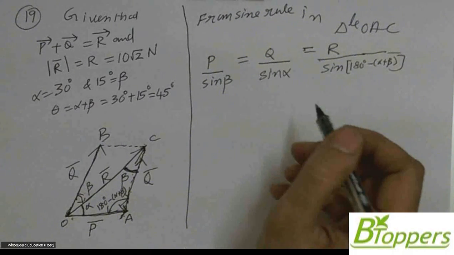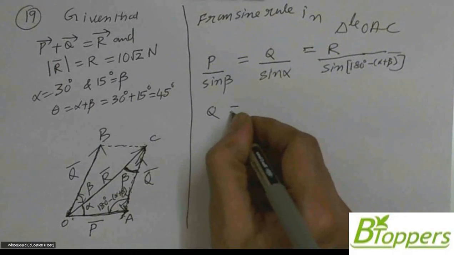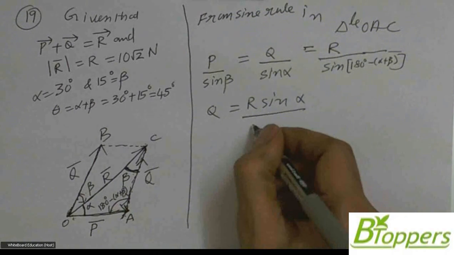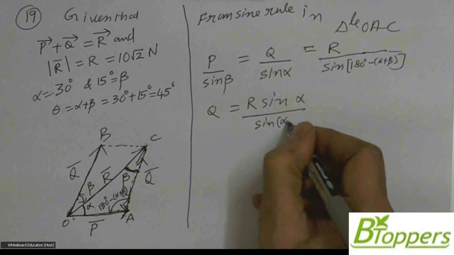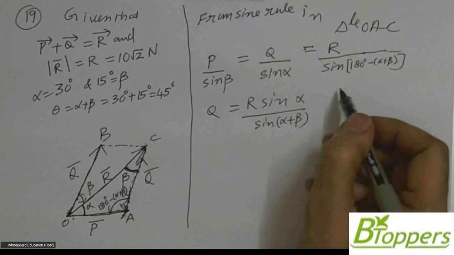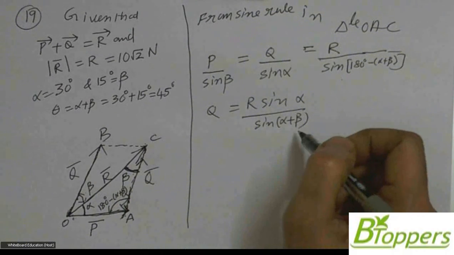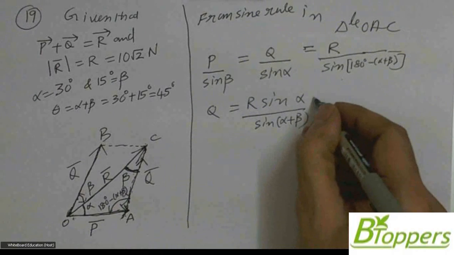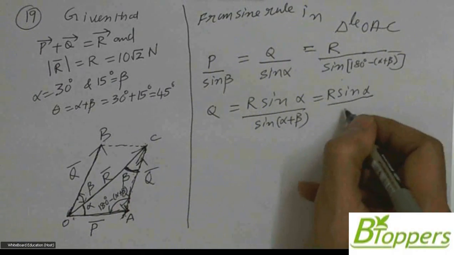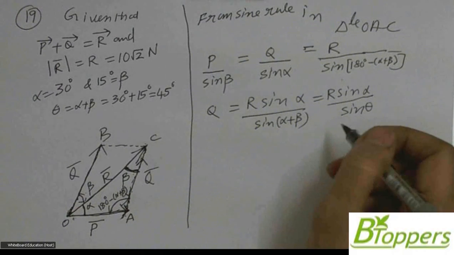You are asked to find the value of Q. So we consider the last two. So Q can be written as R sine alpha by sine of alpha plus beta. Here we have used the trigonometric relation sine 180 degrees minus theta equals sine theta. Here alpha plus beta can be written as theta, which is the angle between P bar and Q bar.